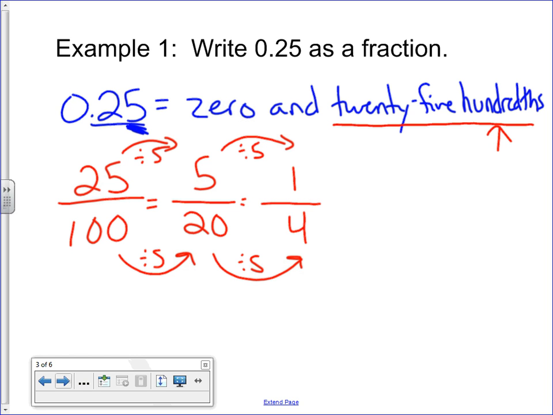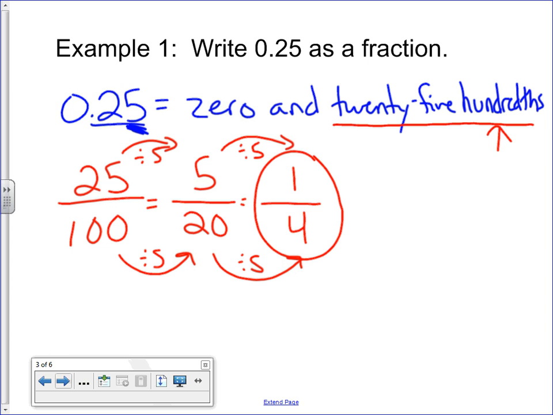Now, again, I know that this is the right answer because if I think about it, 0.25 is 25 cents. How much is 1/4 of a dollar? Well, it's 1/4, right? 1 out of 4 quarters makes 25 cents. So I know that that's right. But it's as simple as just reading the decimal in your head and thinking about what the denominator should be, and then writing it out.